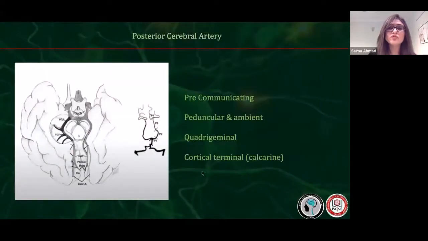So next we move to the posterior cerebral artery. The posterior cerebral artery again has 4 segments. Its P1 segment is the precommunicating one, and then it is in the interpeduncular fossa. Then P2 is the communicating one, from here arises the posterior communicating artery, and then the P2 segment, which is the ambient one, and then P3 within the quadrigeminal part, and the calcarine one, which is the terminal one.